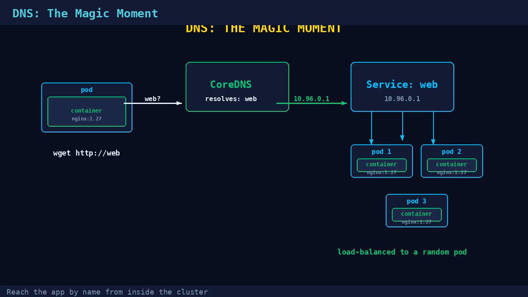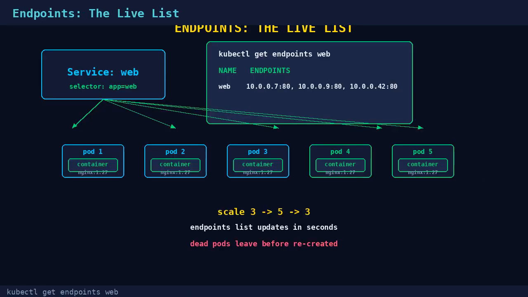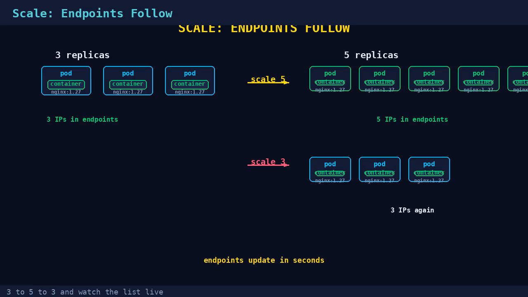Endpoints are the live list of pod IPs behind the service. The resurrection complement: delete a pod, and the endpoint list changes in seconds. Pods are selected by labels. Dead pods leave the list before they are recreated. Scale your deployment from 3 replicas to 5. Check endpoints. Now 5 IPs. Scale back down to 3. The list shrinks again. Watch it live, and the whole cluster stays consistent.